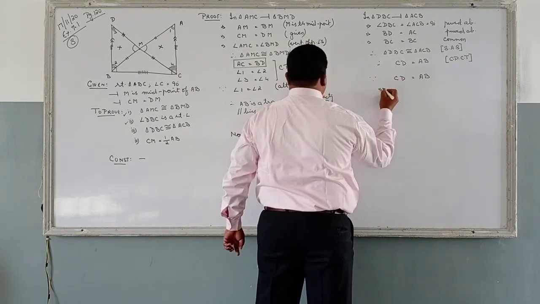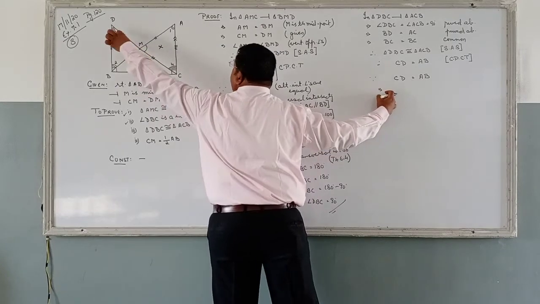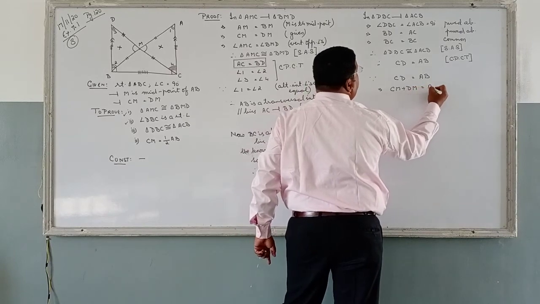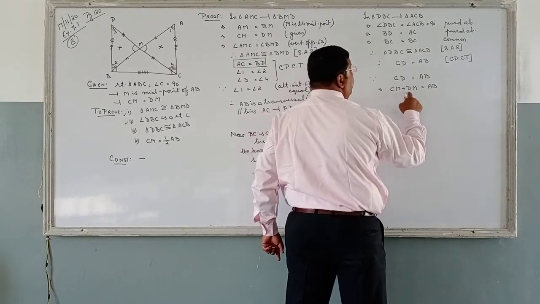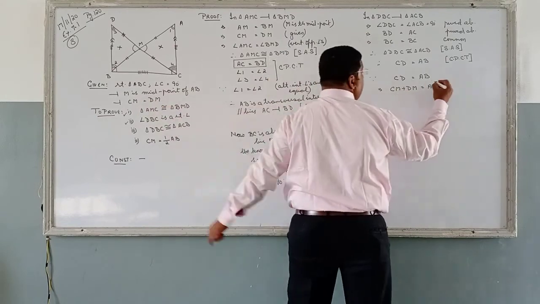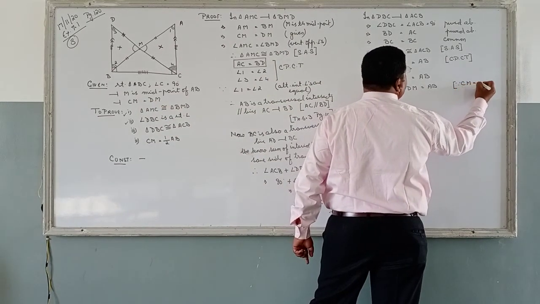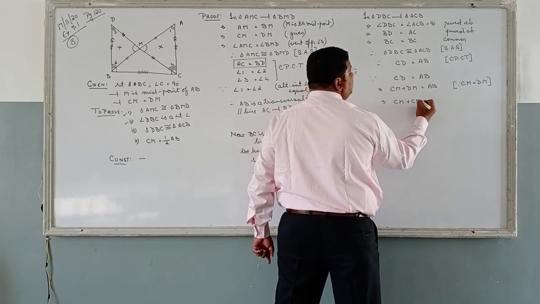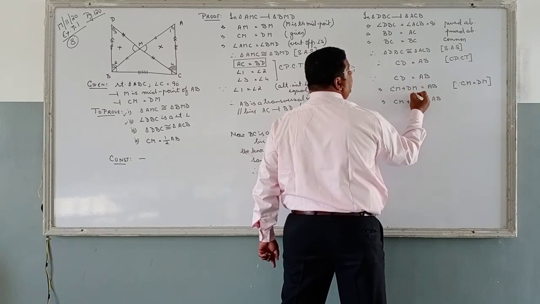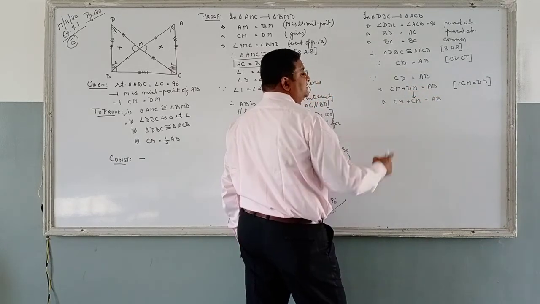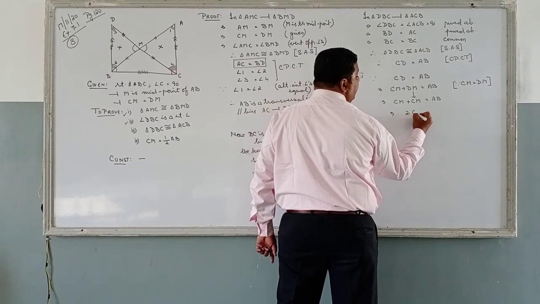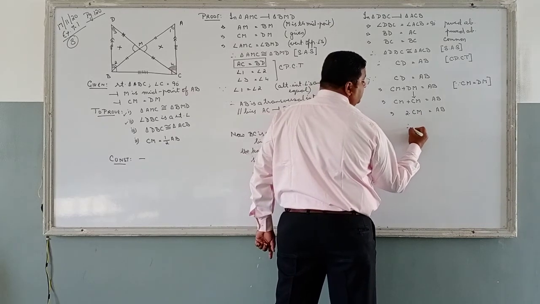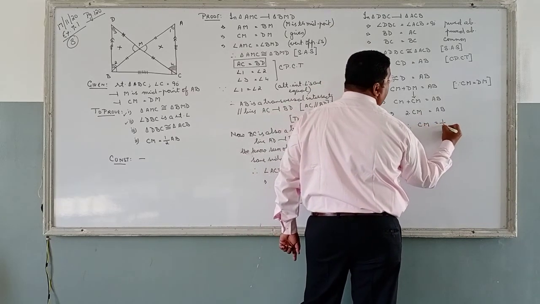Now observe the CD. This CD is made of two parts, CM and DM. So CD is broken as CM plus DM is equal to AB. But are DM and CM equal? Yes sir, DM and CM are equal. Because CM is equal to DM. So therefore CM plus CM is equal to AB. Twice of CM is equal to AB. 2 is in multiplication, goes into division. So therefore CM is equal to half of AB.